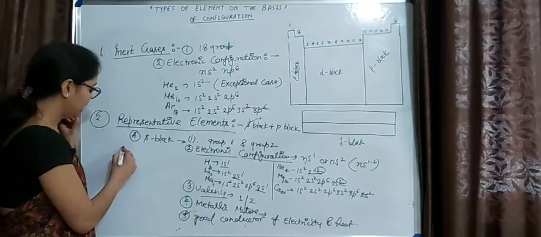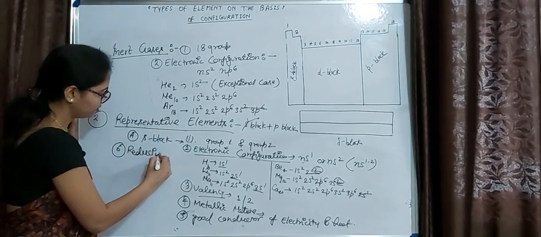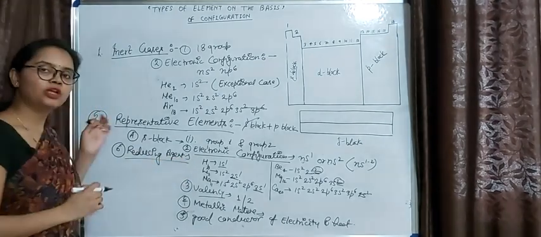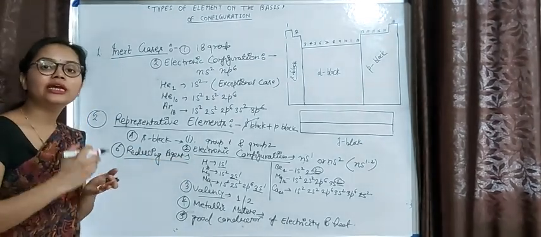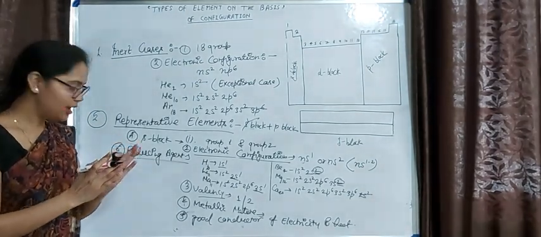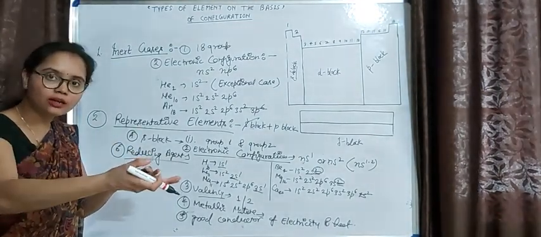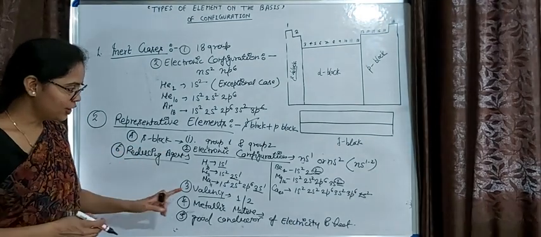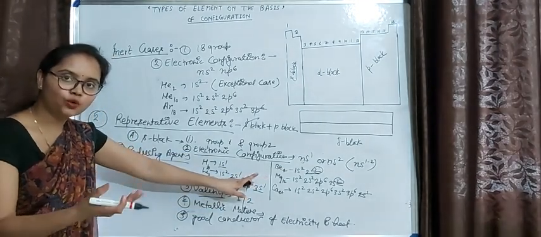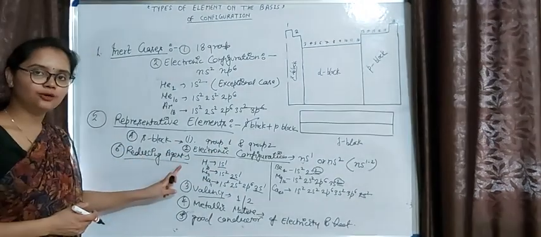Now the last point is reducing agent. First of all, what is reduction? Reduction is a procedure in which electrons are added. And what is a reducing agent? Any element which can promote reduction will be a reducing agent. As they have 1 or 2 electrons which they can easily donate, they will definitely promote reduction. So that's why they are good reducing agents.